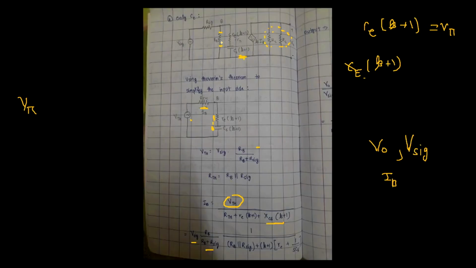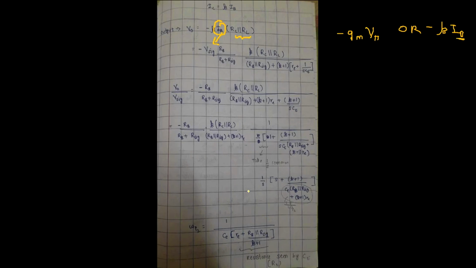After taking that, we are going to write IB using our input signal. So we learned that IB is equal to this huge expression. So we're just going to replace IB with that expression. Now again we do the same thing where we take each term out one by one until we are left with 1 plus beta plus 1 divided by CC1 into RB parallel to R signal plus beta plus 1 into RE.